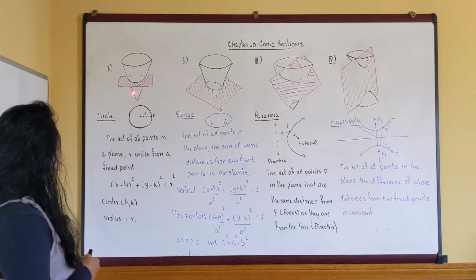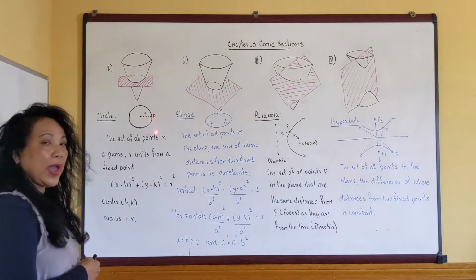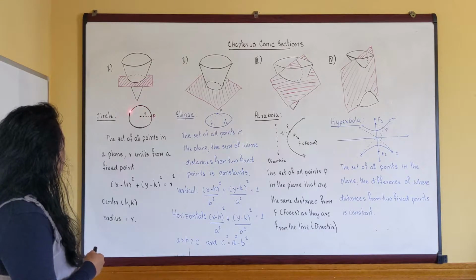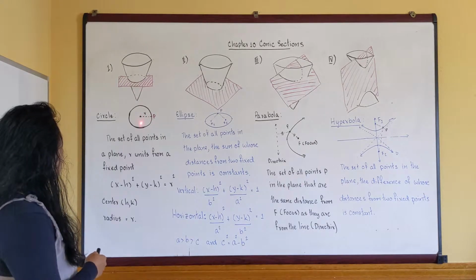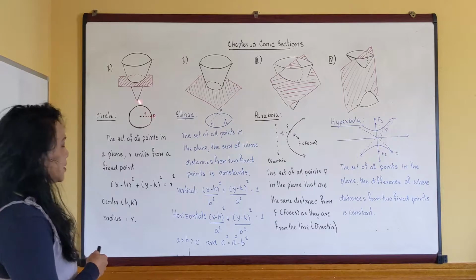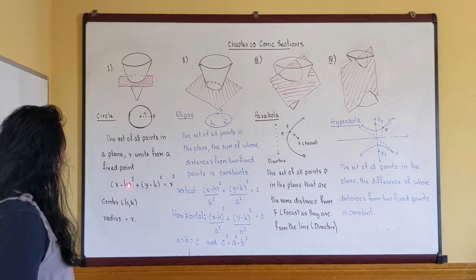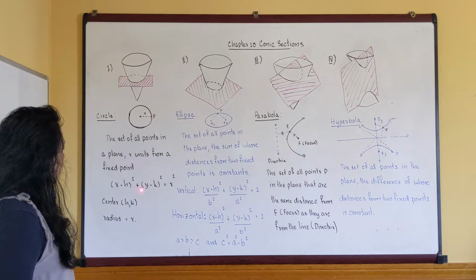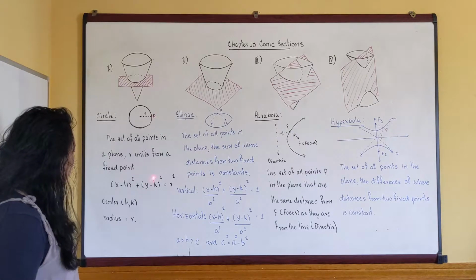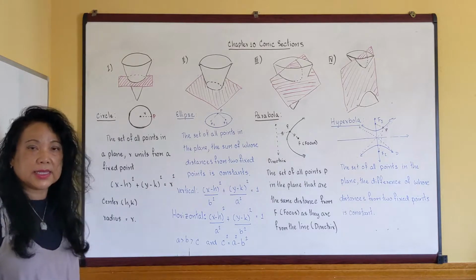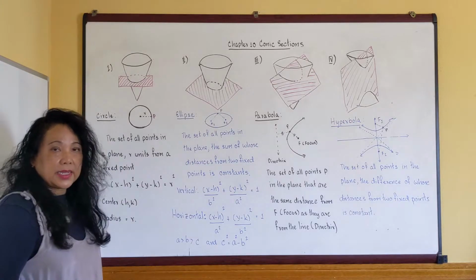If you look at the definition of a circle, if you have a point on the circumference, as this point travels around the circumference, the distance from the point to the center, in this case called the fixed point, is always going to be the same. And the formula is (x minus h) squared plus (y minus k) squared equals r squared, where h and k is the center and r is the radius.